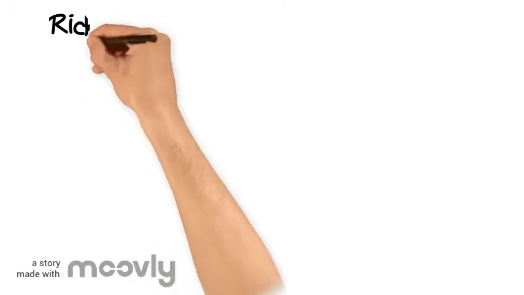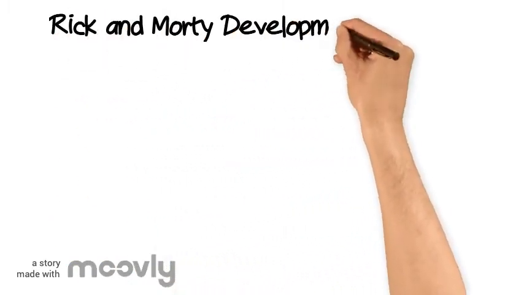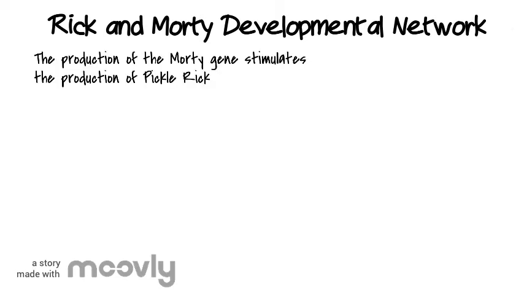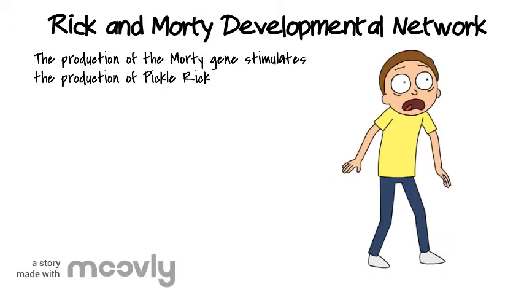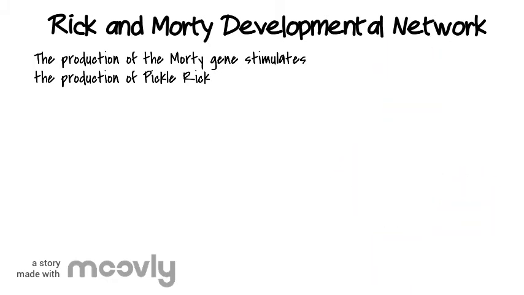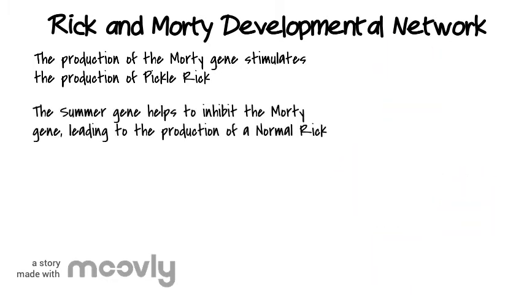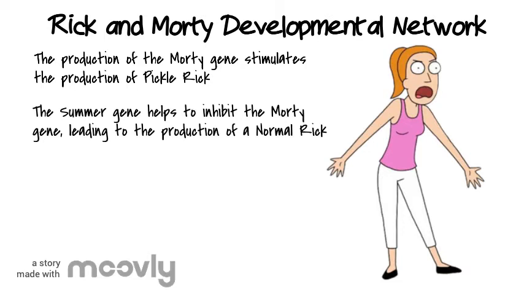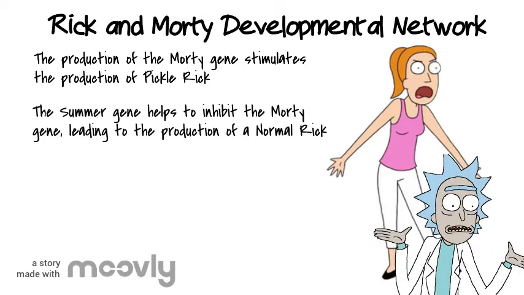So now that we have a basic knowledge of developmental networks, let's look at an example to further our understanding. For our example, I've used some characters from a popular TV show called Rick and Morty to help describe what a developmental network really looks like. So, for this example, the production of a Morty gene stimulates the production of Pickle Rick instead of a normal Rick. Since Morty is normally the one who messes things up, the Summer gene helps to inhibit the Morty gene, and this leads to the production of a normal Rick.